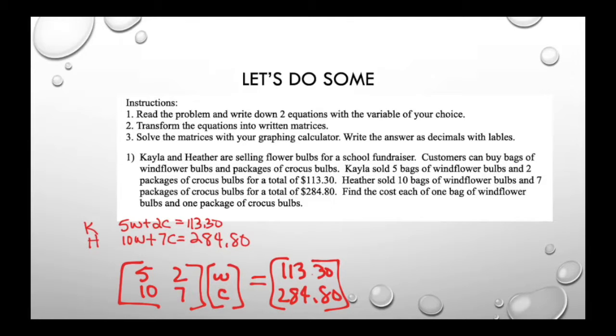All right, so we're going to put these in our calculator. This matrix here is going to be the A matrix. This one's going to be your B matrix. And how will I solve for my variable or my X matrix? Multiply it by the inverse. Yes, so I'm going to find the inverse of the A matrix and multiply it by the B matrix.